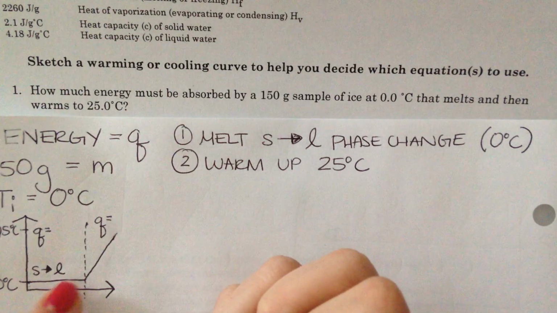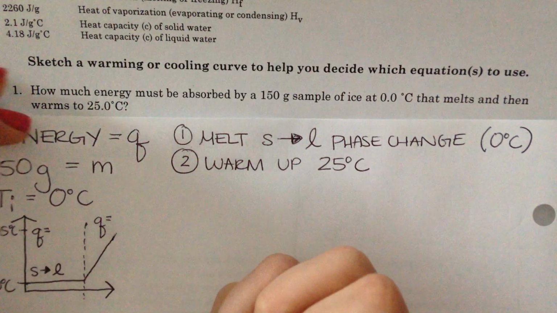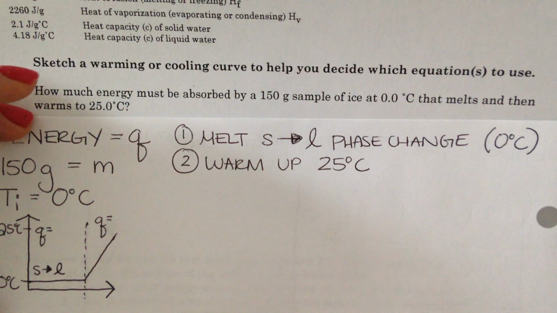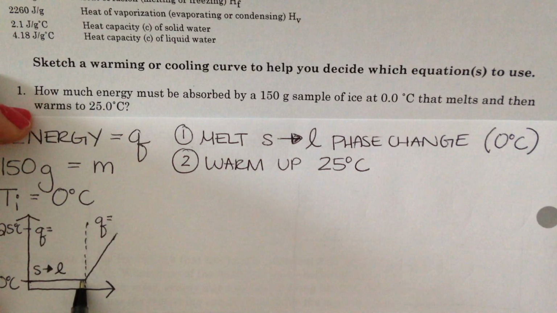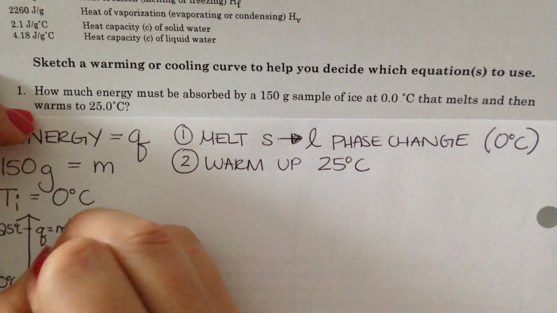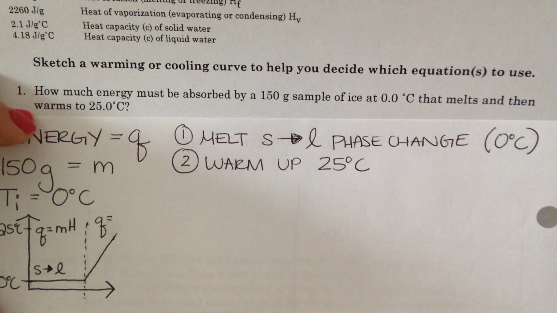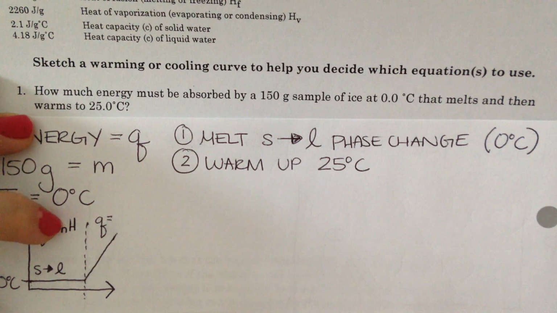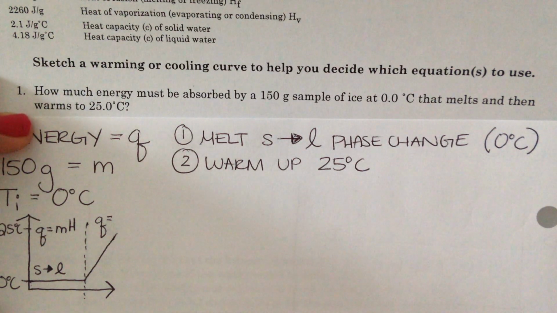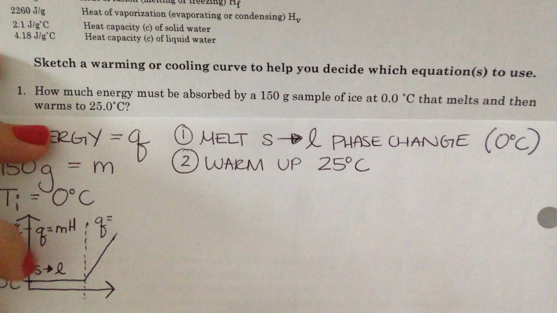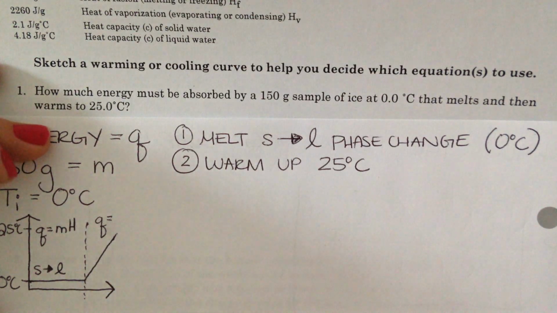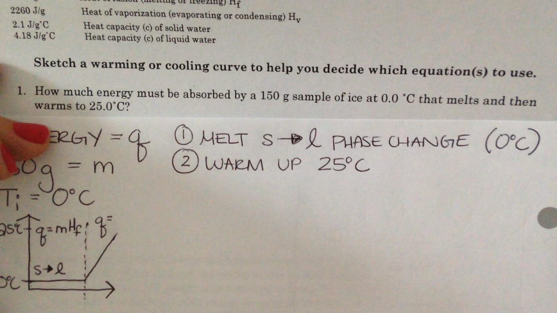So let's break down the solid to liquid chunk. If I have a phase change, that means my temperature is staying constant. It's not going to change. So I'm going to go ahead and use my equation Q equals mH. To figure out what heat of either fusion or vaporization I'm going to use, I need to know what my phase change is. If I'm going from a solid to a liquid, I'm going to have to use my heat of fusion. In this case, it's my heat of fusion of water.